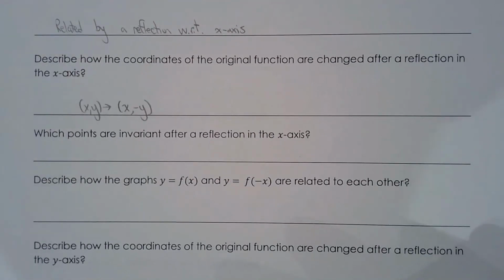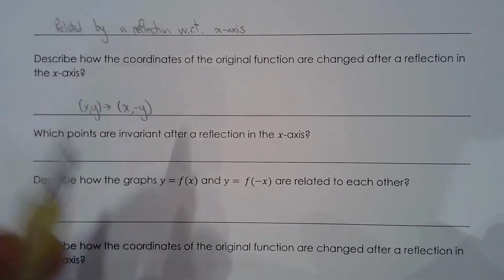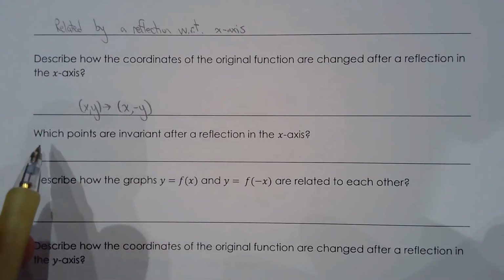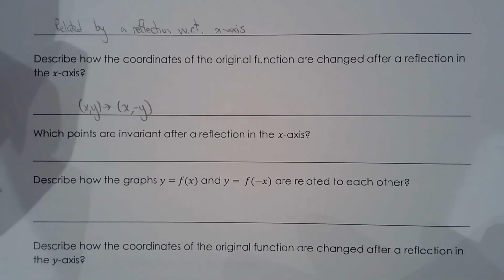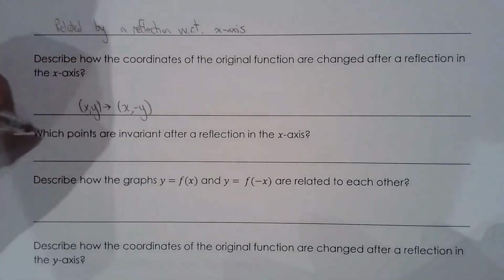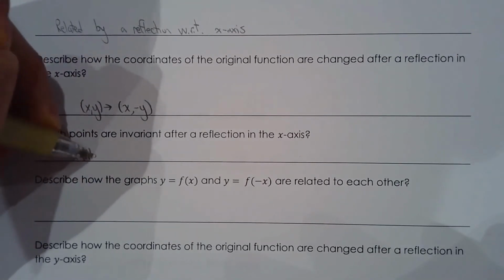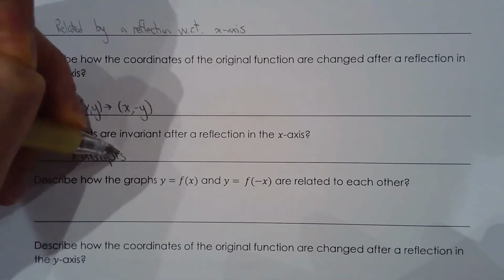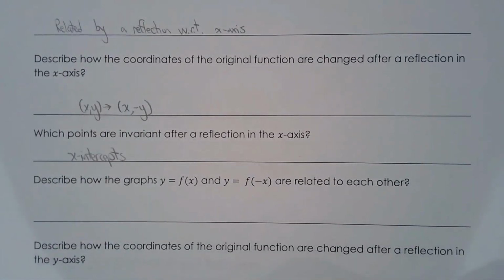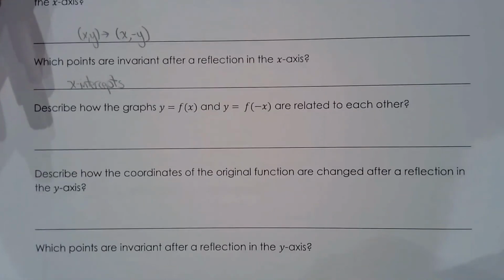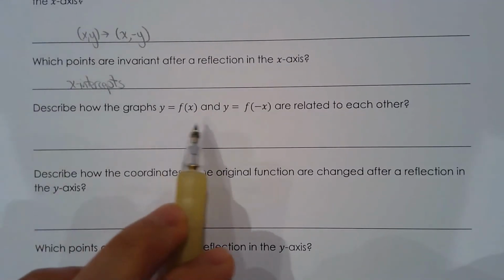Which points are invariant after reflection in the x-axis? Invariant means the point does not change. The point remains where it used to be after you apply the transformation. So the only way for the point to be where it was beforehand after reflection in the x-axis is if the point was located on the x-axis. So you can say x-intercepts, because any point on the x-axis is an x-intercept.